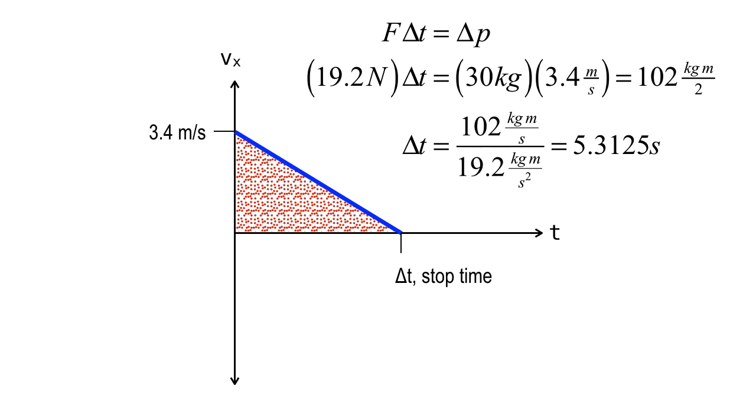All right, so now we have delta T. We've got the top of the triangle. We've got the right side of the triangle figured out. That's going to be 5.3 over there.